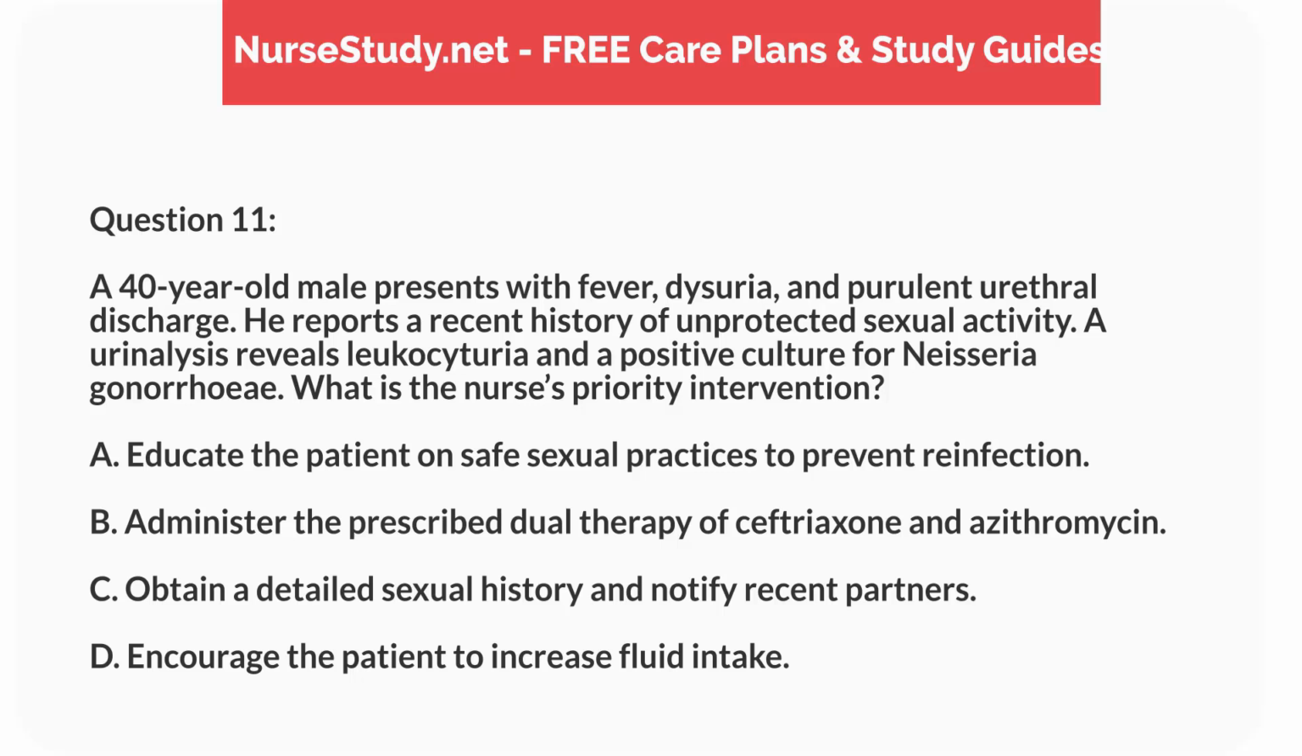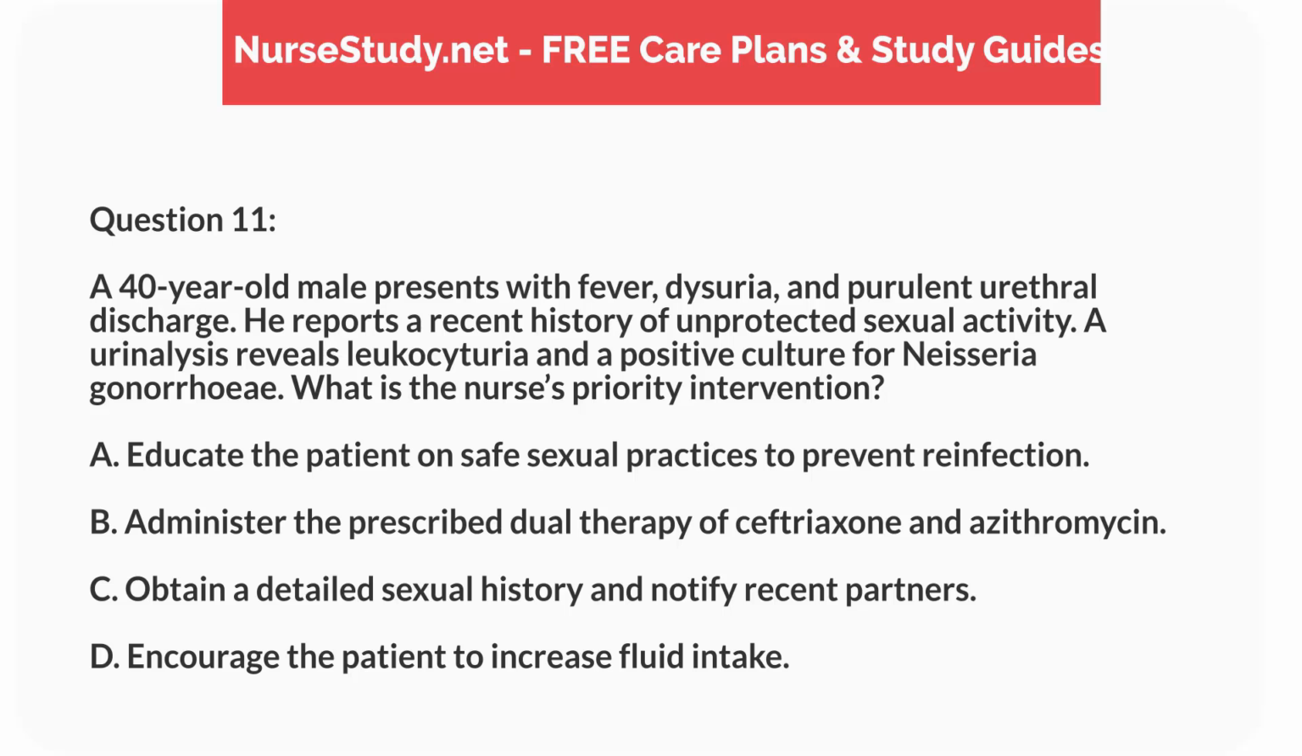Question 11. A 40-year-old male presents with fever, dysuria, and purulent urethral discharge. He reports a recent history of unprotected sexual activity. A urinalysis reveals leukocyturia and a positive culture for Neisseria gonorrhoeae. What is the nurse's priority intervention? A. Educate the patient on safe sexual practices to prevent reinfection. B. Administer the prescribed dual therapy of ceftriaxone and azithromycin. C. Obtain a detailed sexual history and notify recent partners.